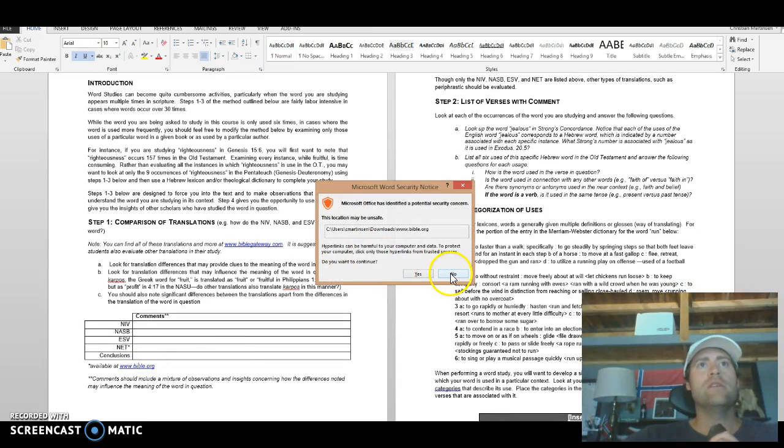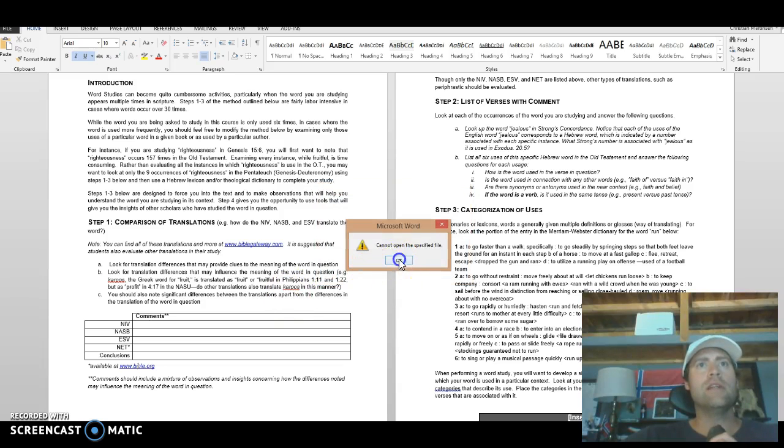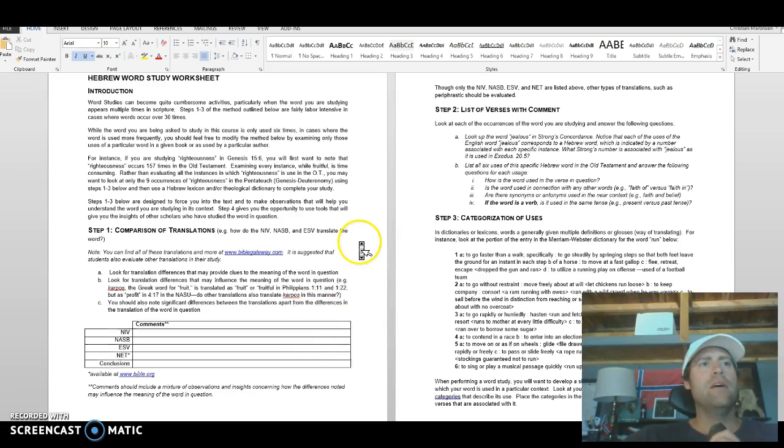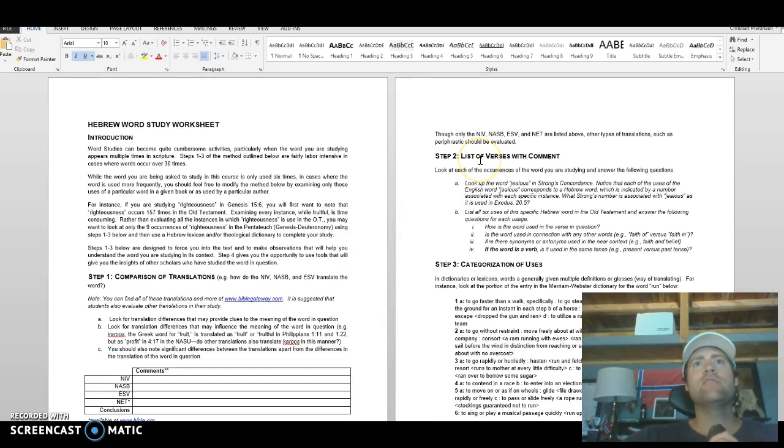Make sure that you take that in. Why is it popping up? I don't know. So step 2 then, list the verses with comment.